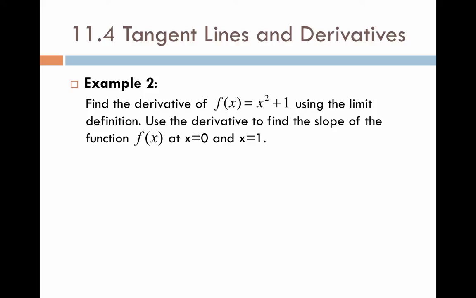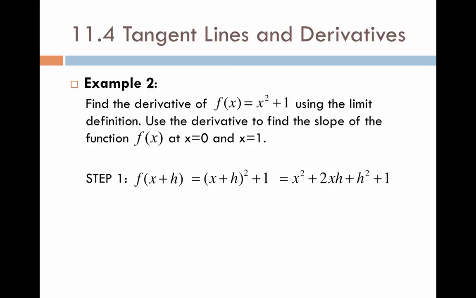Example 2. Find the derivative of f of x equals x squared plus 1 using the limit definition. Use the derivative to find the slope of the function f of x at x equals 0 and at x equals 1. So let's find the derivative first. So step 1, we need to find f of x plus h. So I plug x plus h in where I see an x. I can expand that. This is what I get.